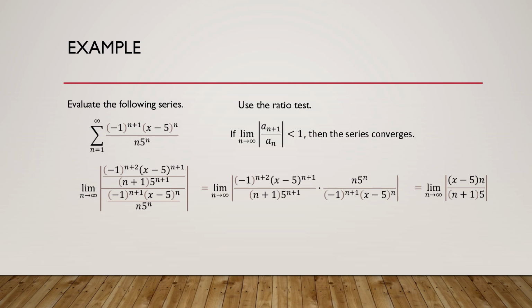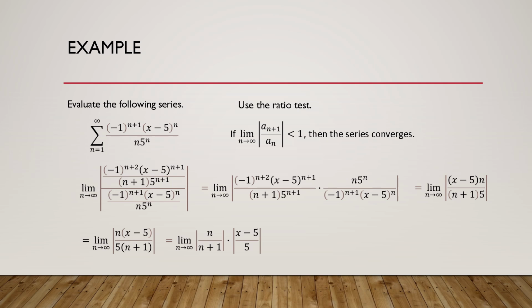When we simplify, we are left with the limit as n approaches infinity of the absolute value of n times the quantity of x minus 5 over 5 times the quantity of n plus 1. Next, we separate out the n terms to get the limit as n approaches infinity of the absolute value of n over n plus 1 times the absolute value of x minus 5 over 5.